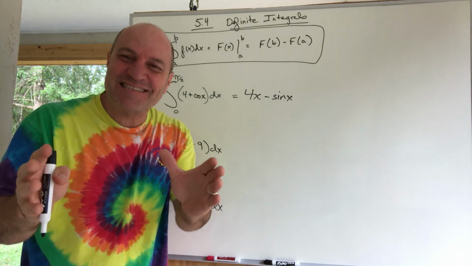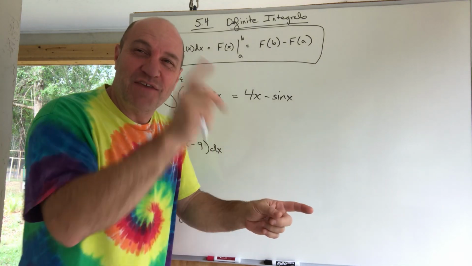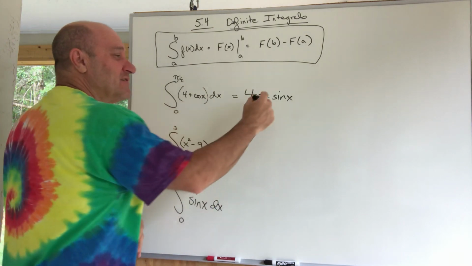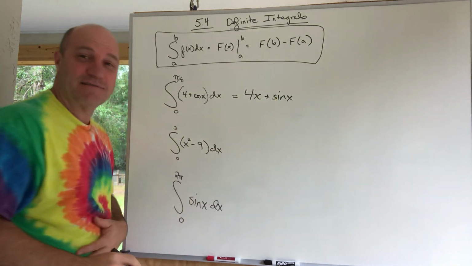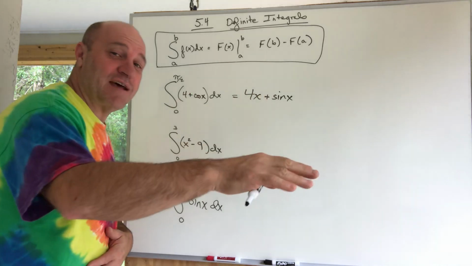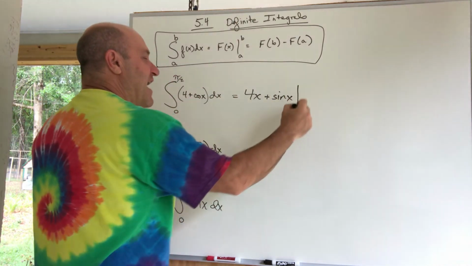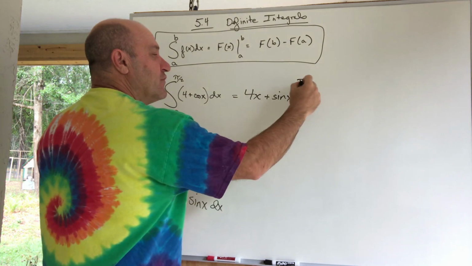The derivative of sine is cosine. The integral of cosine then would be positive sine. Sorry about that. The integral of cosine is a positive sine x. The derivative of sine is cosine. The integral of cosine is back to sine. Yeah, thank you. Evaluate that from 0 to pi over 2.